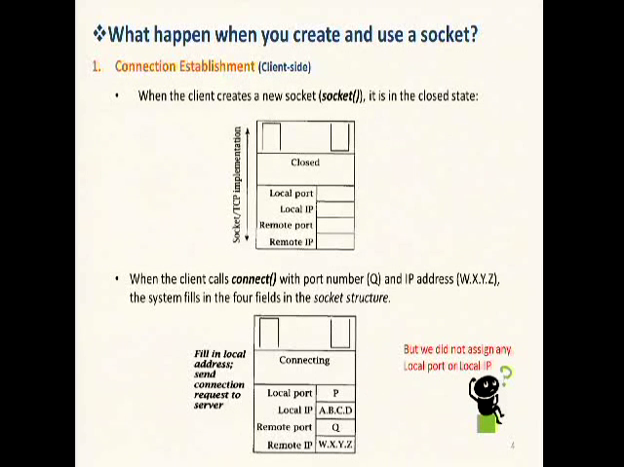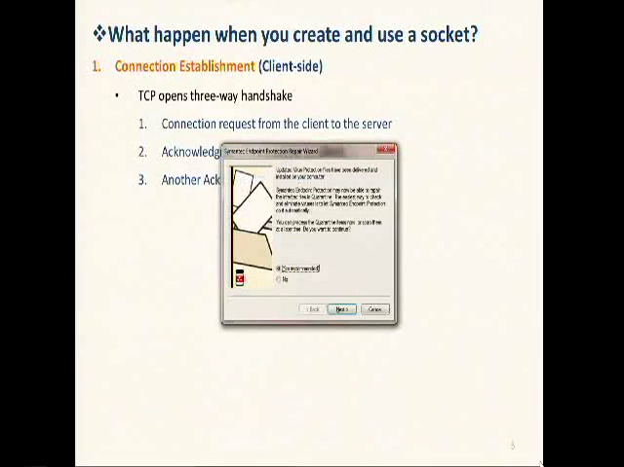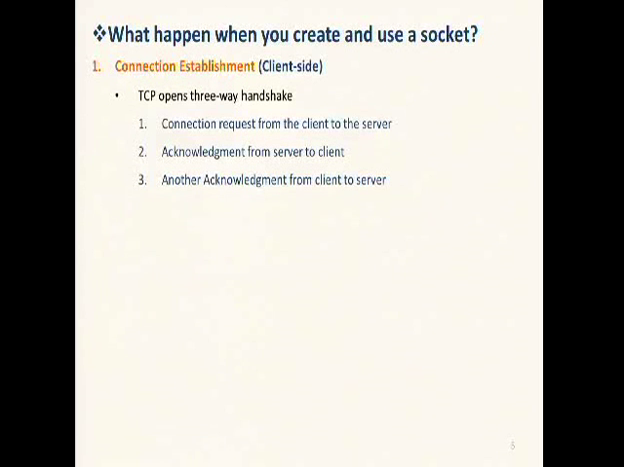Once that's done, the client side does the following: the TCP opens a three-way handshake. What does the handshake mean? The client sends a request: I need to establish a connection. If the server is in a state to establish it, it will send back an acknowledgement. Once the client receives the acknowledgement, as we will see, it will create the connection.